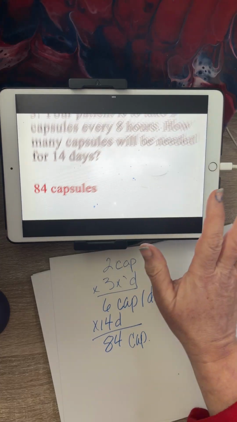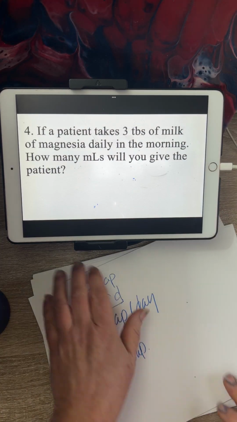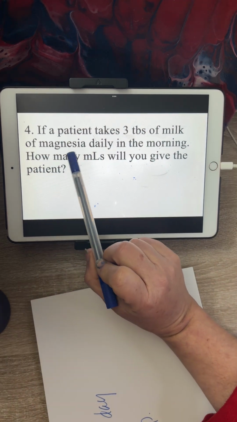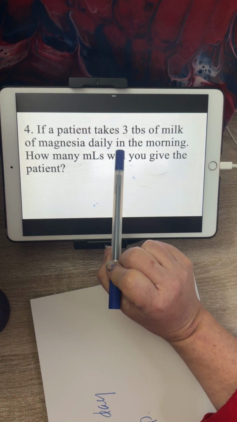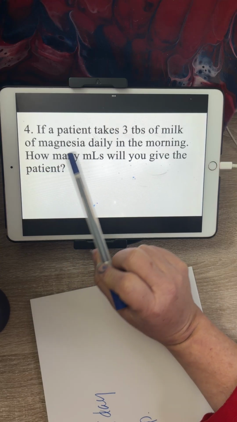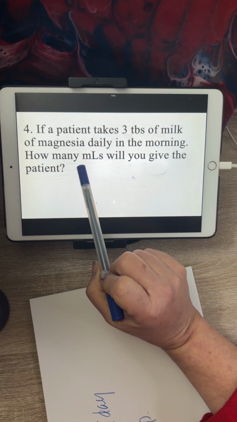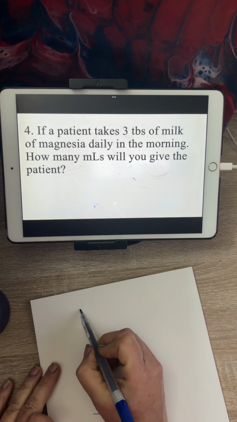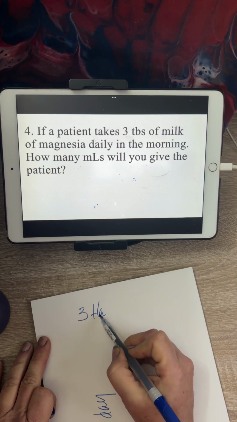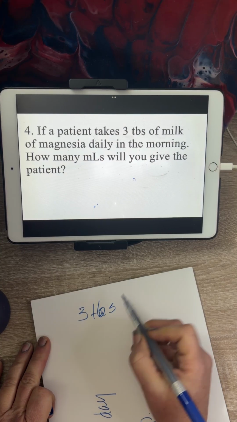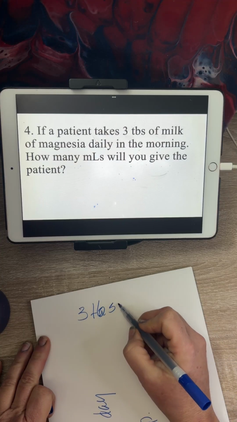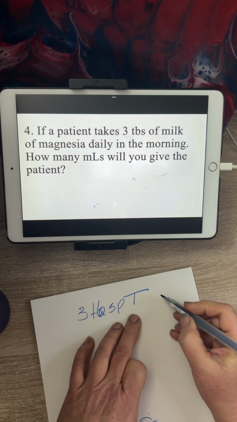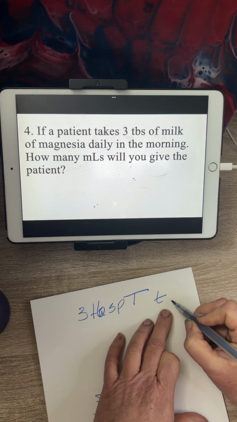Okay, let's do another one. If the patient takes 3 tablespoons of milk of magnesia daily in the morning, I was going to say something I shouldn't. Okay. How many milliliters will you give the patient? We got 3 tablespoons they're given. Do you know how many tablespoons? Sometimes they do TBS, sometimes they do TBSP, or just a capital T. And a little t would be a teaspoon.